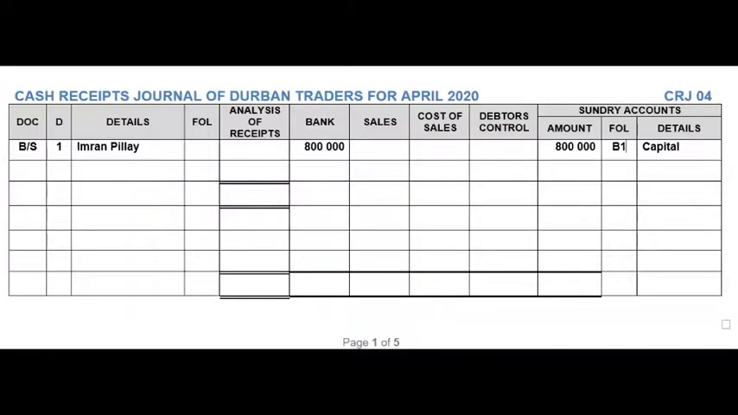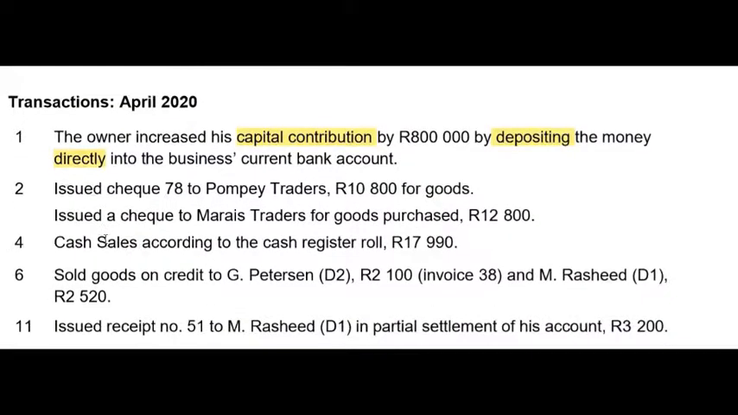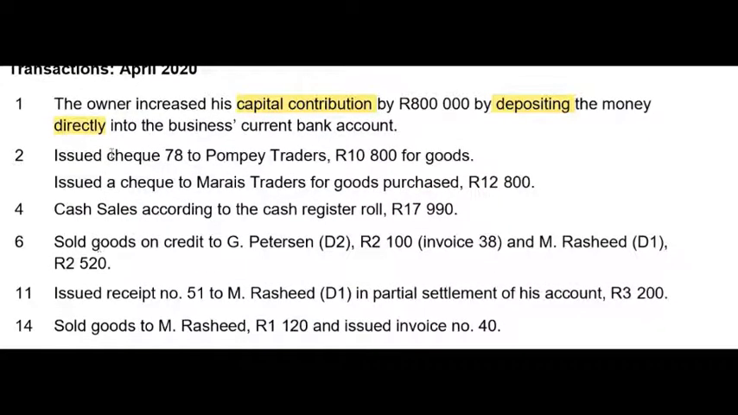The next transaction took place on the 2nd. It said we issued a check to Pompeii Traders, 10,800 Rand for goods. Now the word check indicates that we are paying money. So this is a CPJ transaction. And the word goods is just a synonym for trading inventory. So in other words, we bought some trading inventory. In the CPJ, it will look like this.